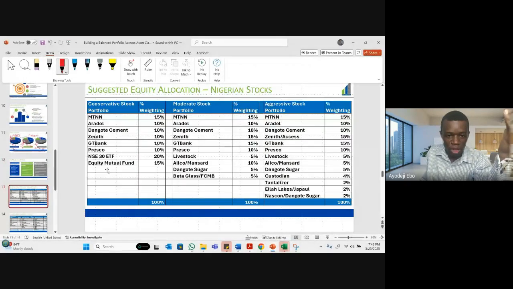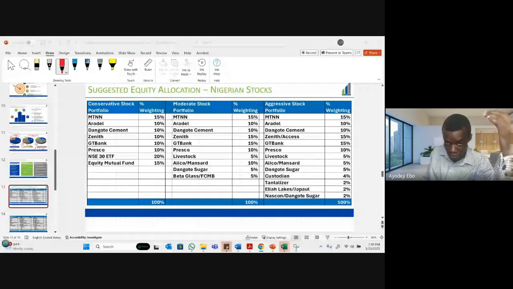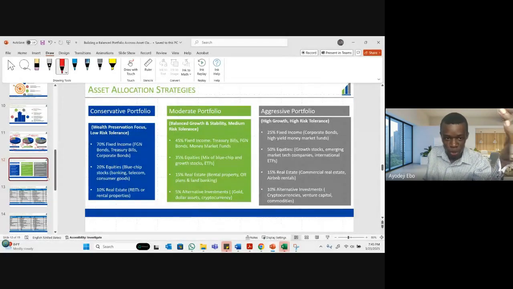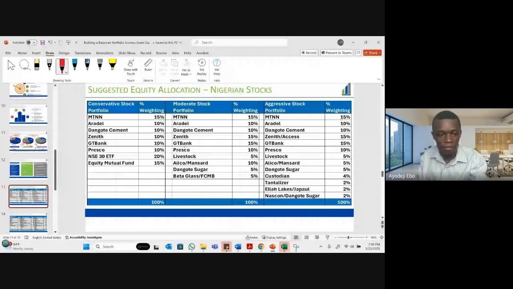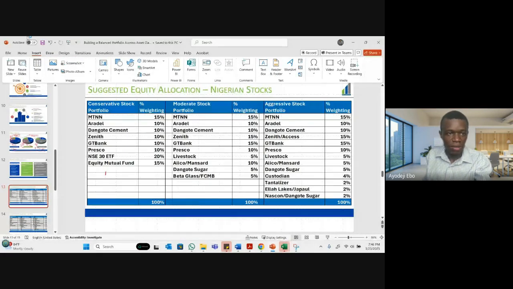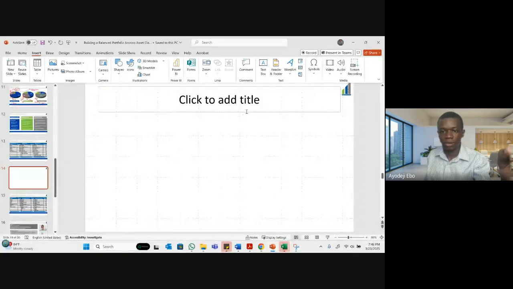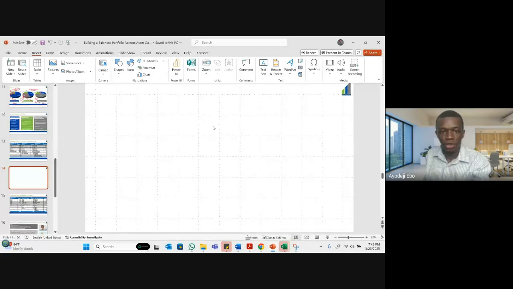So I thought that we should also have some takeaways from this. I said, let me look at it based on the different profiles. I see people say, I have 1 million, how should I allocate? So let me insert a clean slide I can use for us. So you have 1 million naira, for instance.